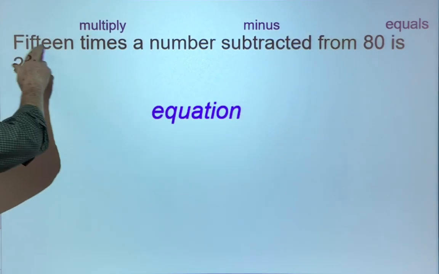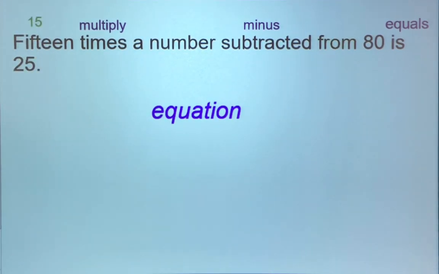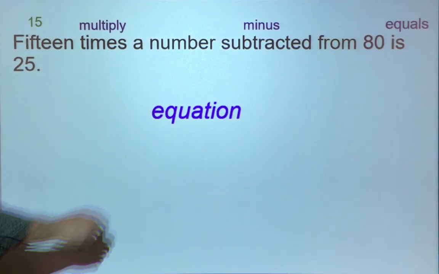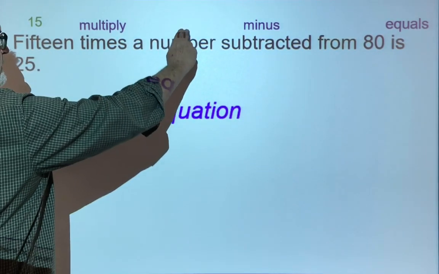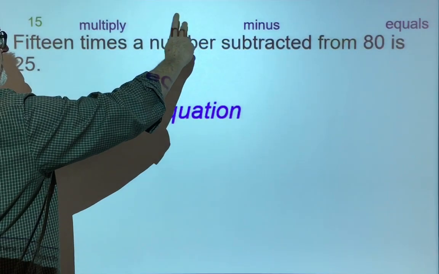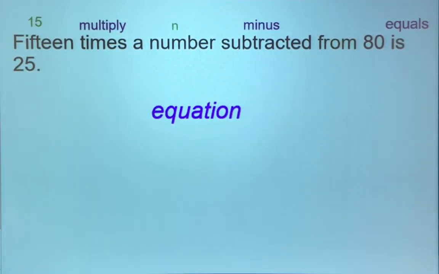So let's go through and identify any numbers or variables that weren't given. Well, the word 15, we've got the number 15. It says times a number. Well, that's an unknown number, so that's a variable. We can give it a variable here. N, okay? We've got the variable n. Minus, okay, we're subtracting that from 80, okay, is equal to 25, all right?